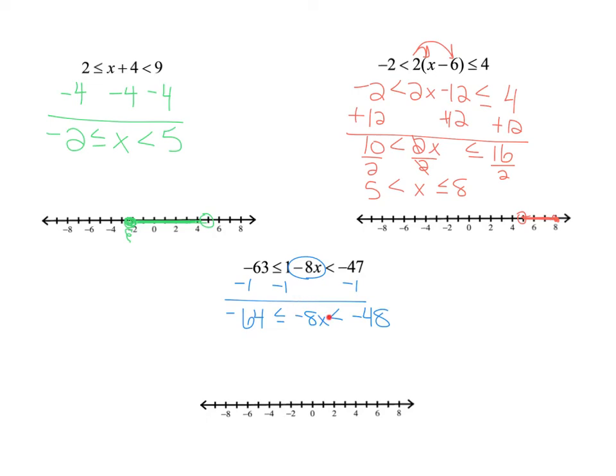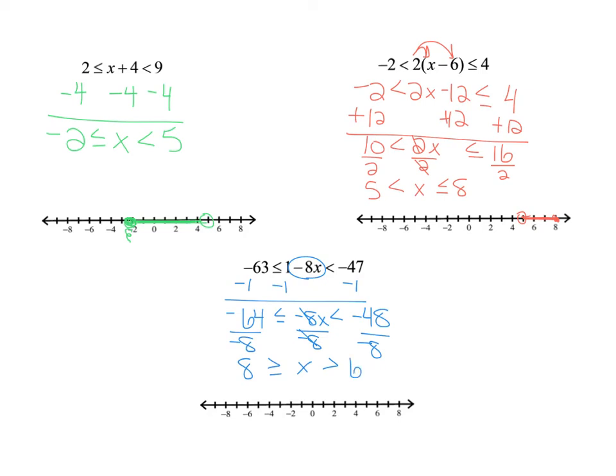Go back to the middle. I'm trying to isolate x. I've got to get rid of that negative 8. So I'm going to divide by negative 8. That means I have to divide all 3 parts by what? By what kind of 8? A negative 8. So what's going to happen to my inequality symbols? They're going to reverse. So negative 64 divided by negative 8 is 8. That's going to become a greater than or equal to. Those negative 8's are going to cancel. That less than is going to become greater than. And negative 48 divided by negative 8 is a positive 6.